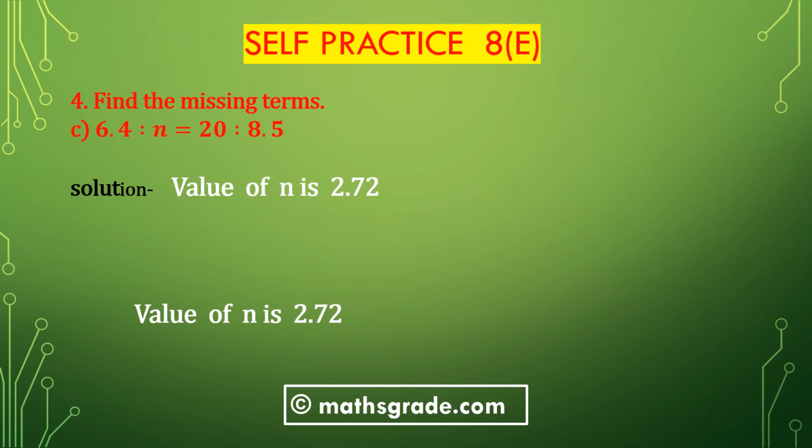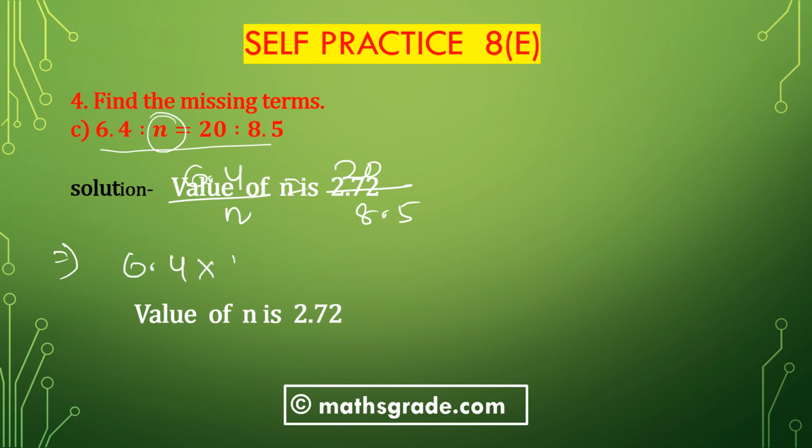Now third part C. 6.4 divided by n is equal to 20 is to 8.5. Find the missing terms. We have to find the value of this n. It is given that 6.4 divided by n is equal to 20 divided by 8.5. Crisscross multiply, we get 6.4 multiplied with 8.5 is equal to 20 n. And n is equal to 6.4 multiplied by 8.5 divided by 20.